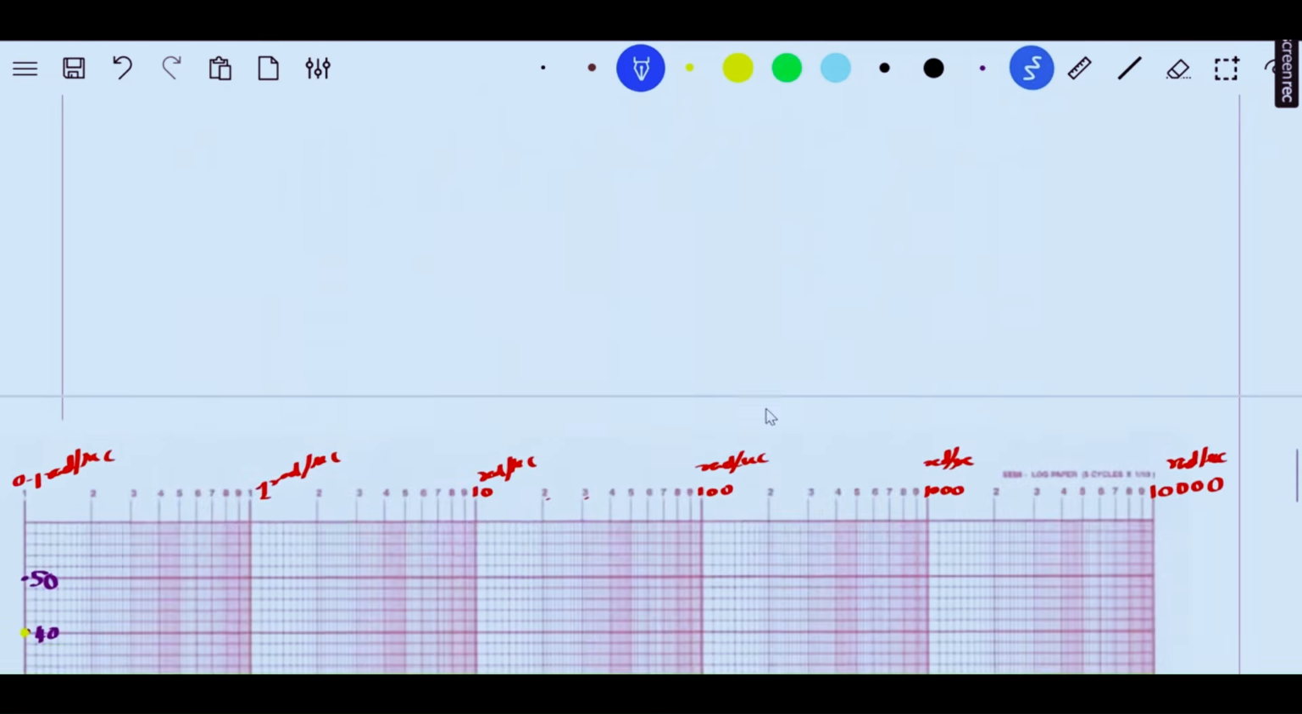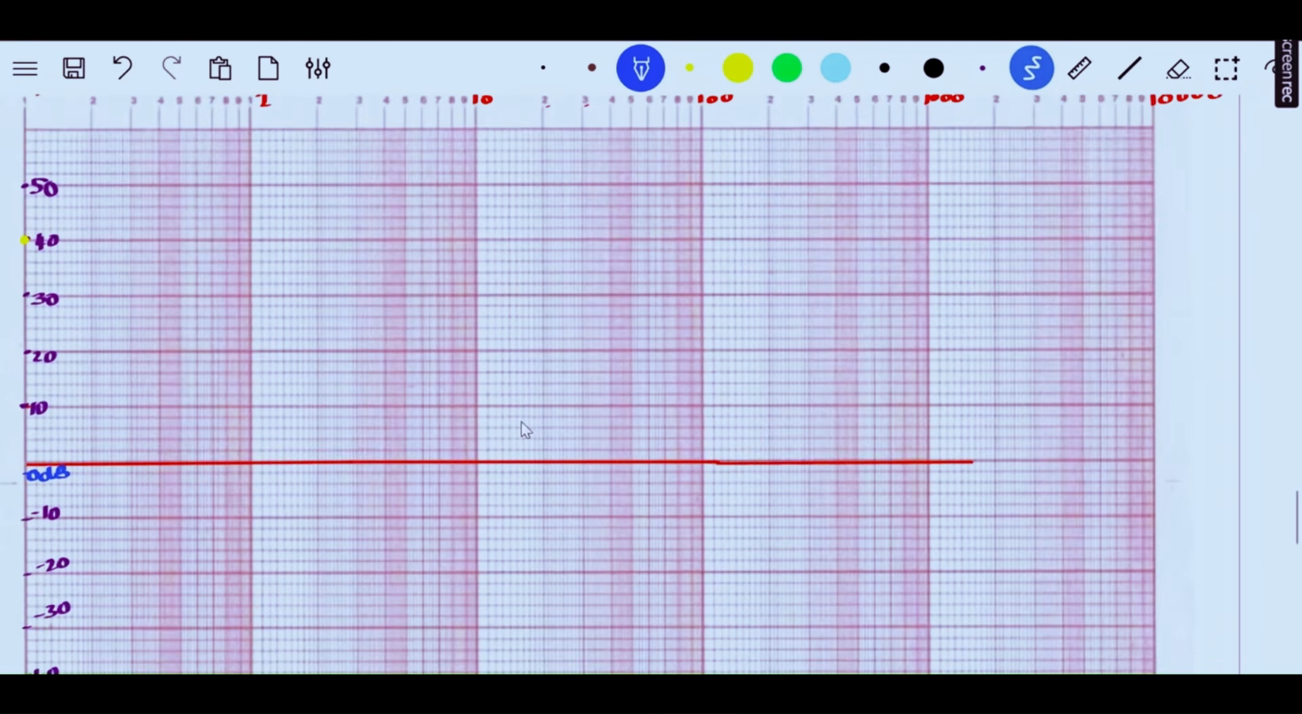At 4 radians, it is 7.95, which will come in positive. So it is 0, 2, 4, 6, 8. So in between somewhere here, it is 7.95. So where? At 4 radians per second. So this is 1 radian, 2 radians, 3 radians, and 4 radians. So this is 4 radians, and somewhere here is my 7.96 dB point.